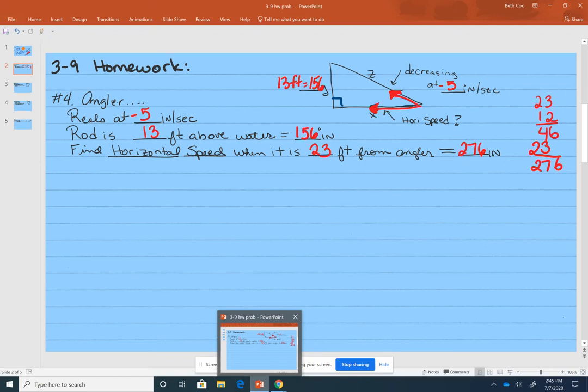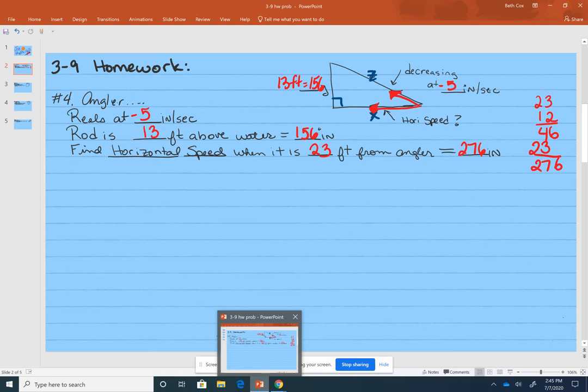The first question says, let x be the horizontal distance, so it's telling you this one needs to be your x, and z be the length of the fishing line, so this one needs to be z. Both x and z are measured in inches, so that's why we had to come up with inches. It says write an equation relating x and z. Well, I had called this other one y, and I'll show you how I did this problem.